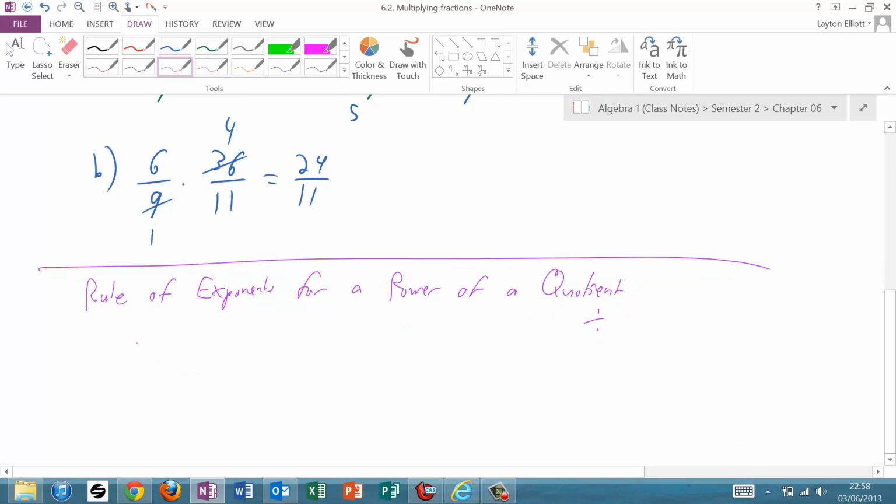So if we have a power of a quotient, that's like saying this. Here's a quotient, a divided by b. Here's a power, or a divided by b, power to the m. That's the same thing as a to the m over b to the m.